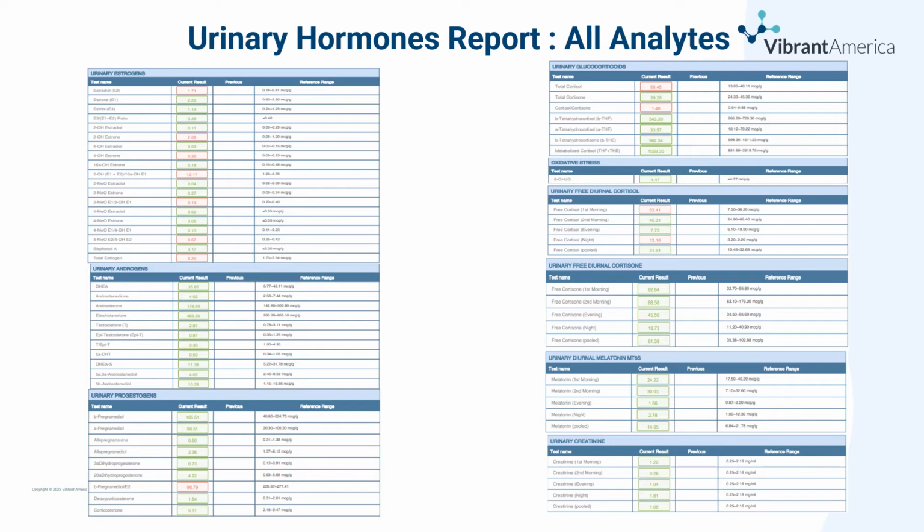This section starts with total cortisol and total cortisone, which are the hormones bound to cortisol binding globulin, and the metabolites of cortisol and cortisone. Next is the oxidative stress and DNA damage marker, 8-hydroxydeoxyguanosine. And then you have the free diurnal cortisol, cortisone, melatonin, and creatinine in line item format. We saw these on the previous slide in graphical format.